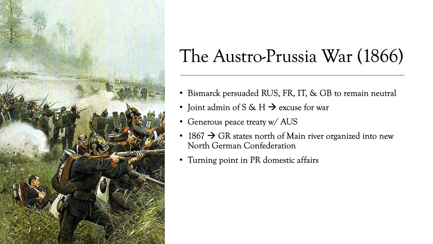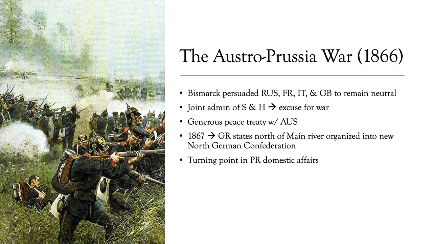So the next year, in 1867, the German states north of the Main River were organized into a new North German Confederation. So that's basically the states in the northern part of the German Confederation. They unified into this new North German Confederation led by Prussia. Some of the southern states, which were largely Catholic, were still independent. They had not yet joined under Prussia's leadership, but they were still connected economically through the Zollverein.